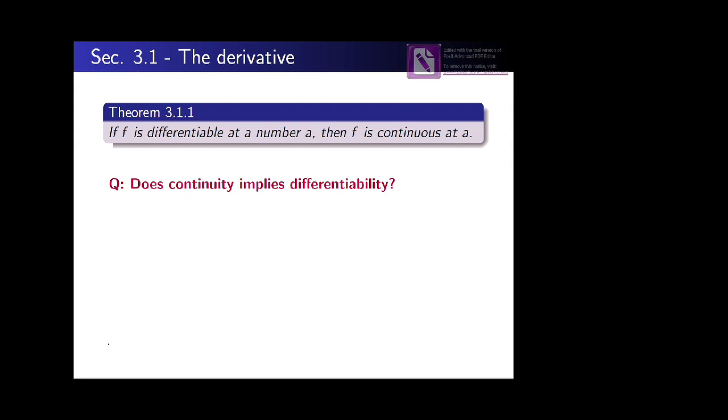So the last theorem in this section, which is the only theorem here, is theorem 3.1. If f is differentiable at a number a, then f is continuous at a. So if your function is differentiable, that guarantees it will be continuous at a. But continuity does not imply differentiability. So if the function is differentiable, it will be continuous. But if the function is continuous, that doesn't mean that the function is differentiable. Let us see this example.